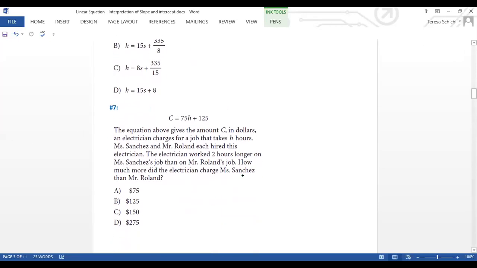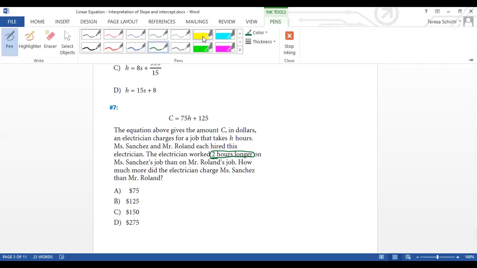Okay, so number 7 here, right? This equation above gives the amount C, in dollars, an electrician charges for a job that takes H hours. Mrs. Sanchez and Mr. Roland each hired this electrician. The electrician worked 2 hours longer on Mrs. Sanchez's job than on Mr. Roland's job. How much more did the electrician charge Mrs. Sanchez than Mr. Roland here?